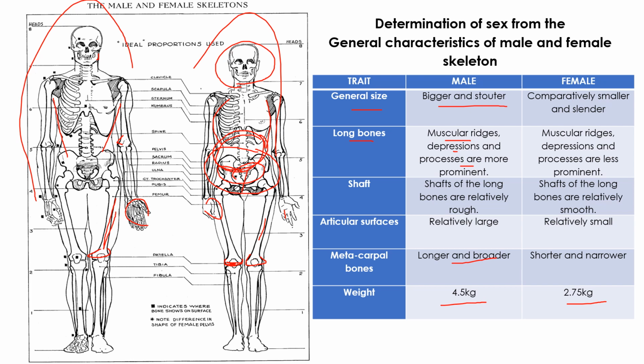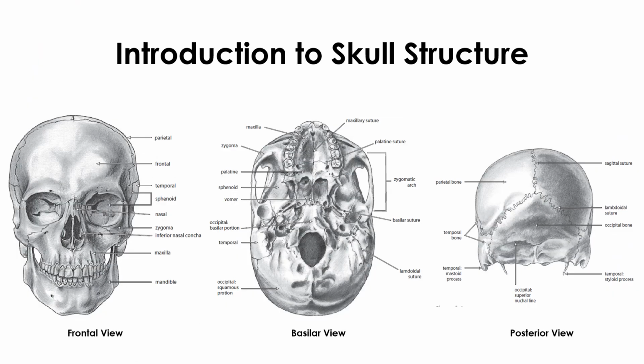On this particular logic we are going to learn sex determination. Only this is the logic. Other things, remembering the bones and their terminology, will all be memorization. We have to remember that at any cost. Let's proceed further. Introduction to skull structure.